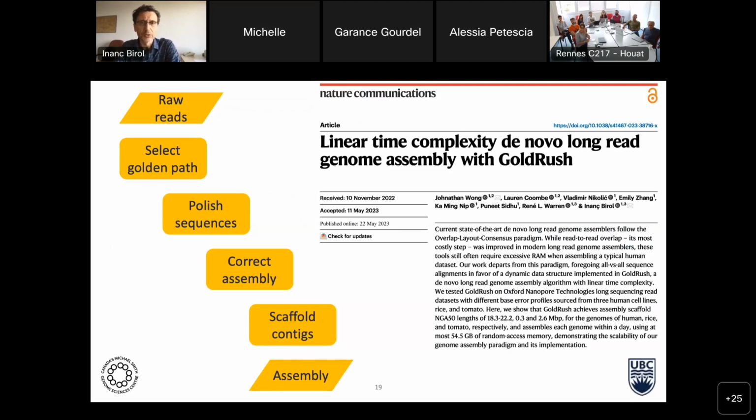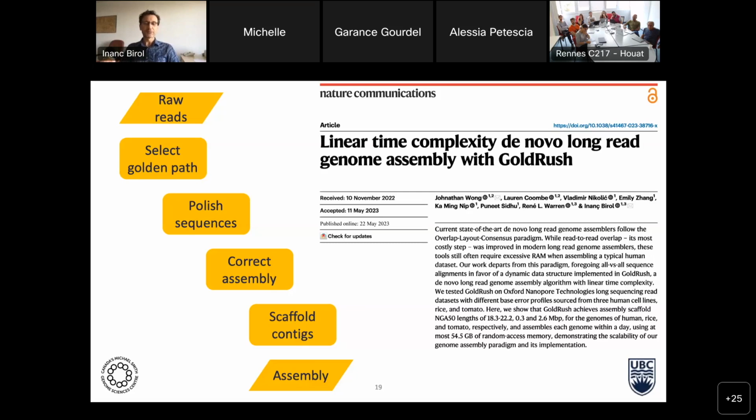The GoldRush algorithm is based on the premise of the long read technologies getting better and better. So we would love to have one day these genome sequencers actually generating genomes, right? So in one go, you have the full 23 chromosome glory of the human genome, for example, right?